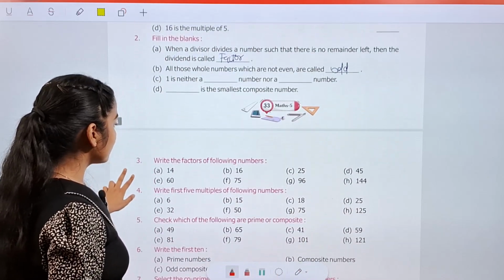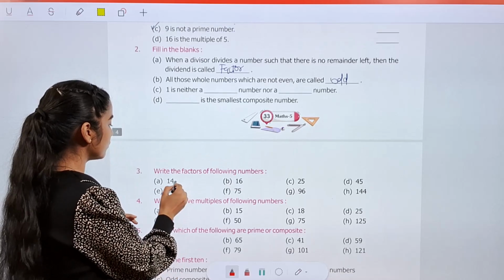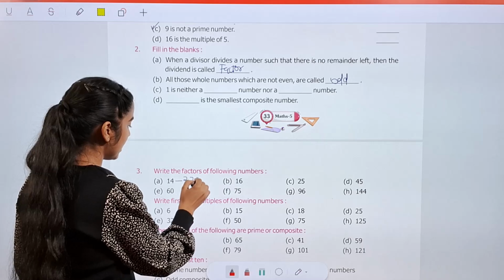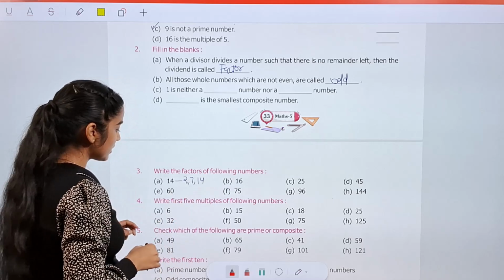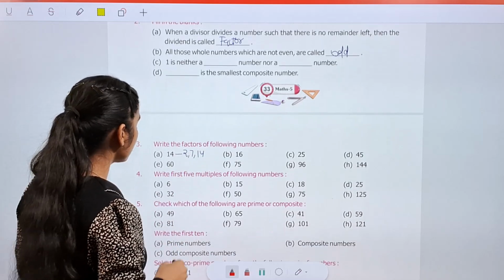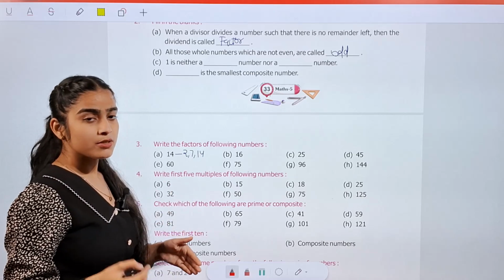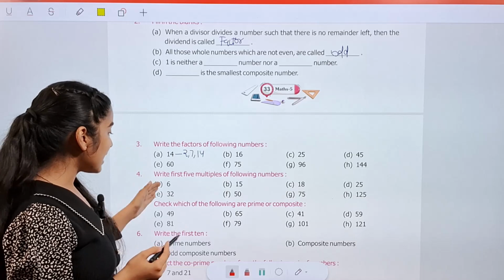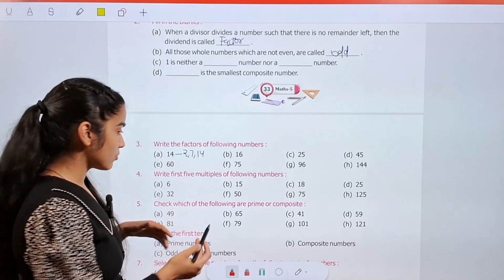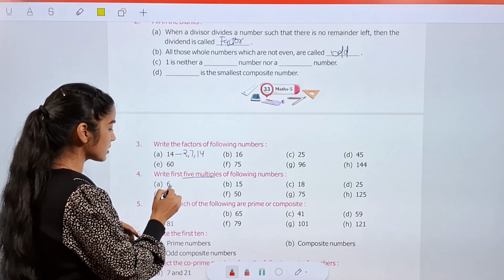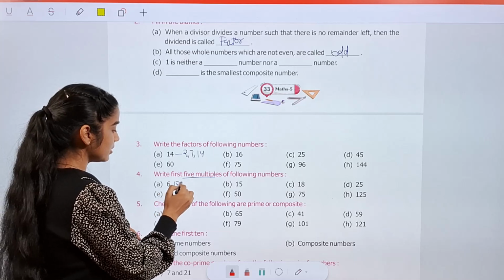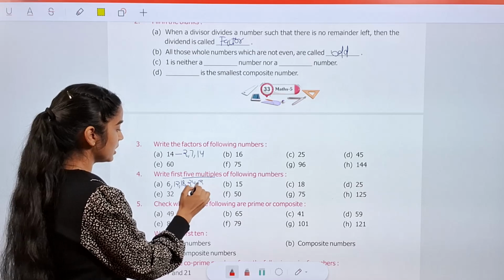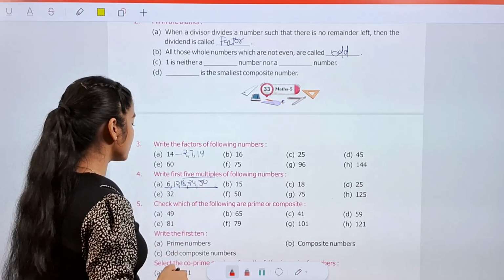Write the factors of the following numbers. For 14, we have 1, 2, 7 and 14. Okay, write the first 5 multiples of the following. When we are talking about multiples, we have to write the table of that particular number up to the 5th place. So we have 5 multiples. 6 times 1 is 6, 6 times 2 is 12, 6 times 3 is 18, 24, 30. These are the first 5 multiples of the number.